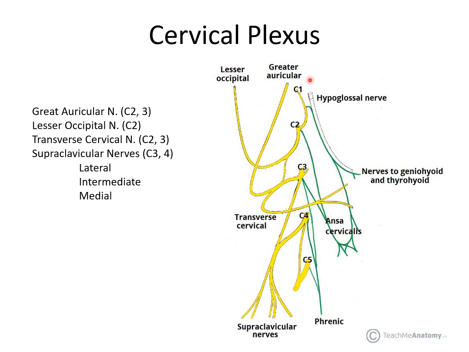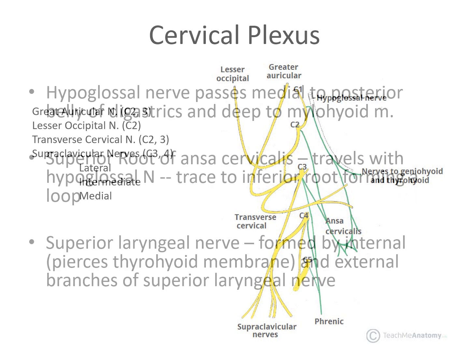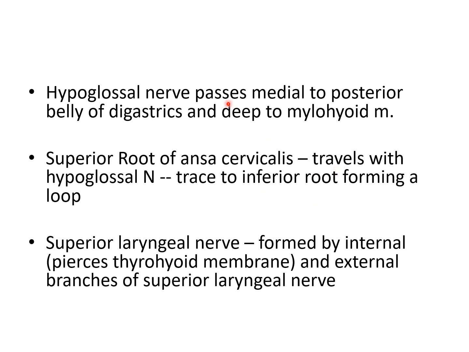The hypoglossal nerve will be traversing just along with the superior root of the ansa cervicalis, and then gives off nerves to the geniohyoid and thyrohyoid muscles. The hypoglossal nerve is going to pass medial to the posterior belly of the digastric and also deep to the mylohyoid muscle. The superior root of the ansa cervicalis is going to travel with the hypoglossal nerve. And if you trace this to the inferior root, this will form a loop.